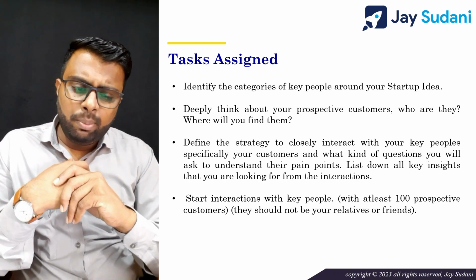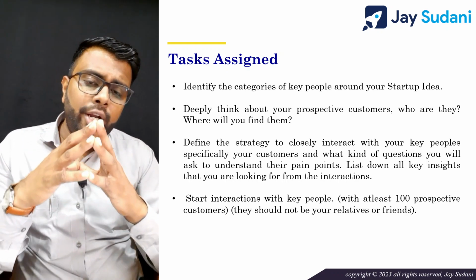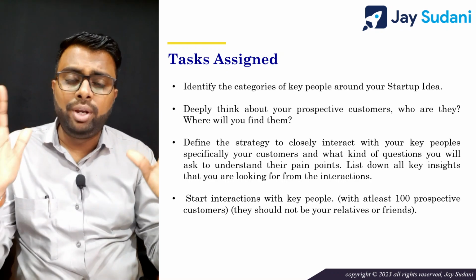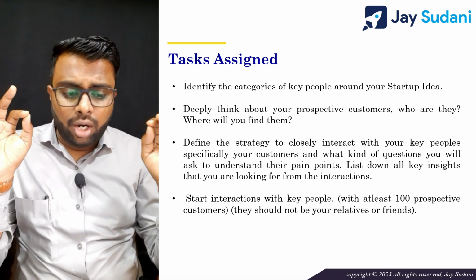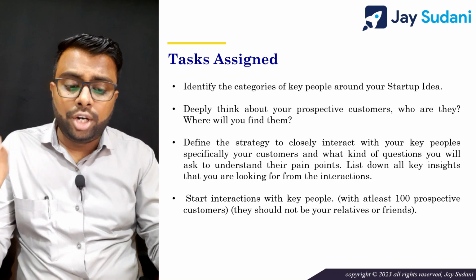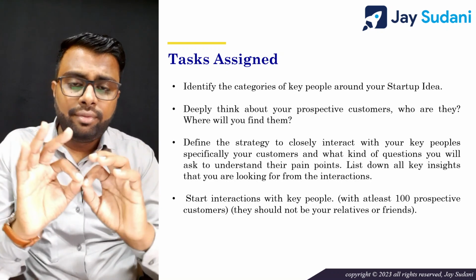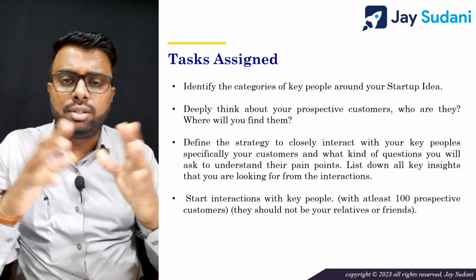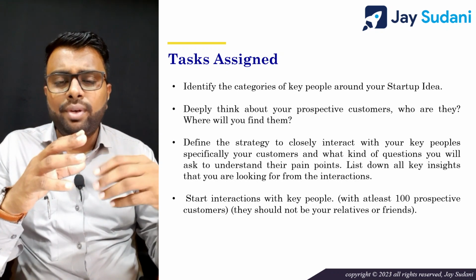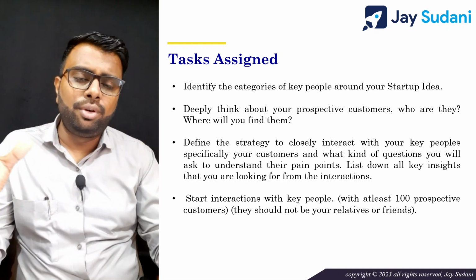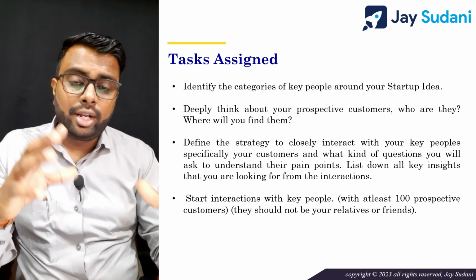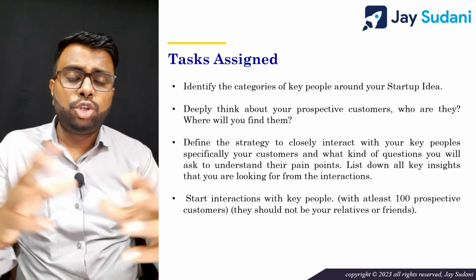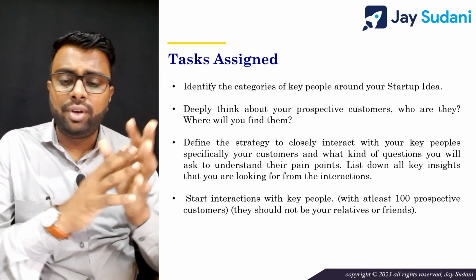Start interacting with key people, and here I want you to interact with not less than 100 people, 100 customers. Make sure you meet 100 different customers. Also, the key part is there should not be any relatives, friends, or known persons. See, many times when you are interacting with relatives and friends, they will always say good things about the idea and good things about themselves. They don't want you to get hurt. I want you to interact with more than 100 people, but they should be unknown, anonymous to you, right? Identify where you will find them.